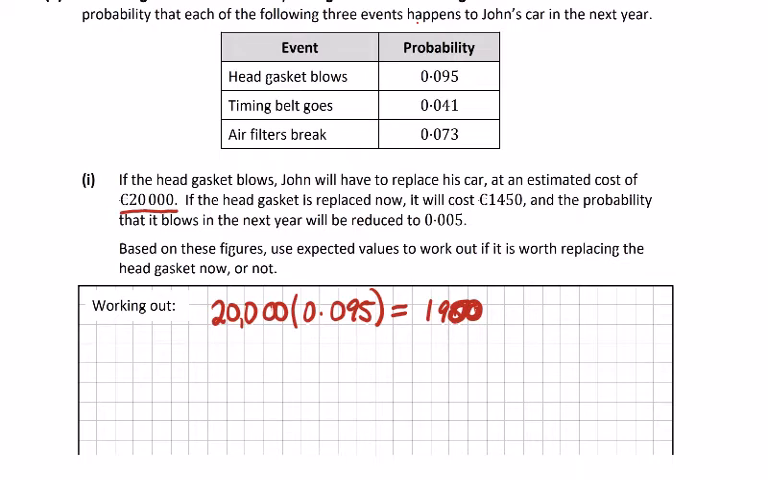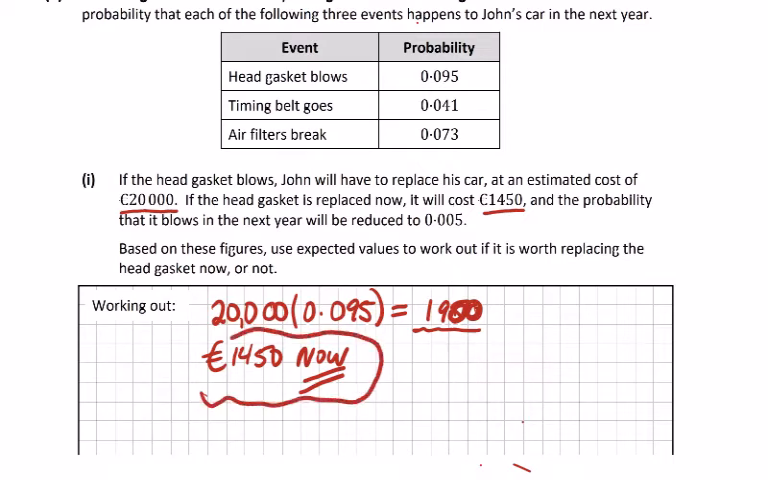If it blows, it will cost 1450 to replace now. 1450 now. Or take a chance and it costs you 20 grand. If it blows, the expected value is 19. You're asked to figure out which one is the best thing to do. Well, I think you should get it replaced now. What do you think? It's only costing 1450. Get it replaced now. Don't take any chances. Don't think they're looking for much else here.